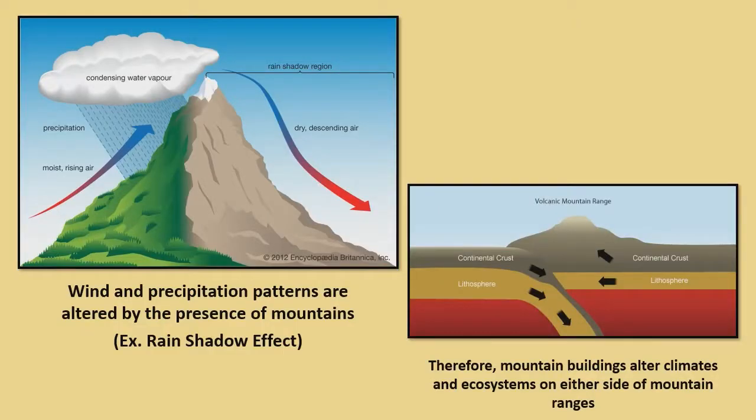Another factor is mountain building. Wind and precipitation patterns are altered by the presence of mountains. Mountain ranges block rain or precipitation on one side of the mountain, and this is known as the leeward side. This causes an area of significantly reduced rainfall, and deserts are created. This phenomenon is also called rain shadow effect. There are several rain shadow effect areas in the world. Therefore, mountain building alters climates and ecosystems on either side of mountain ranges.